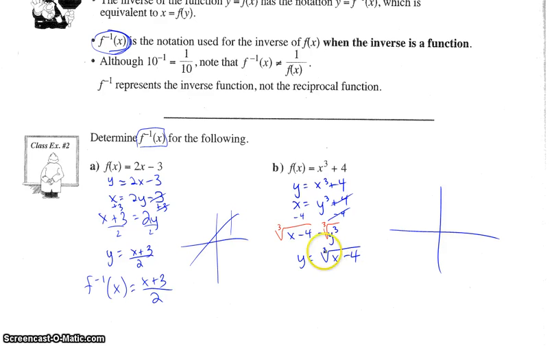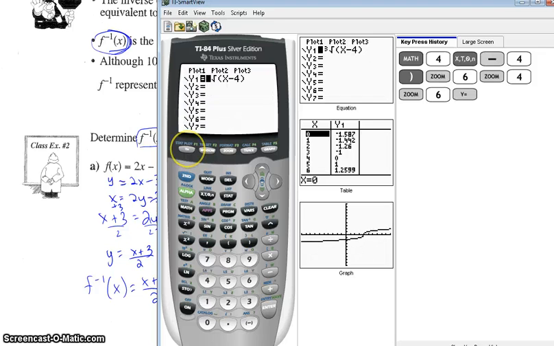Well, it depends on if this is a function, if it passes the vertical line test. So if you grab the graphing calculator a minute, and I will do that as well. Okay, in our y1, we put the cube root of x minus 4, and then hit graph. And look, there you go. There's our function, or there's our graph.